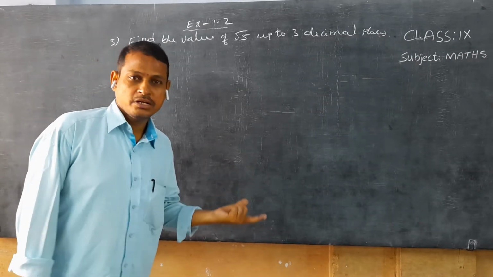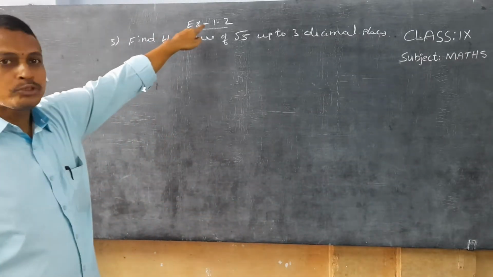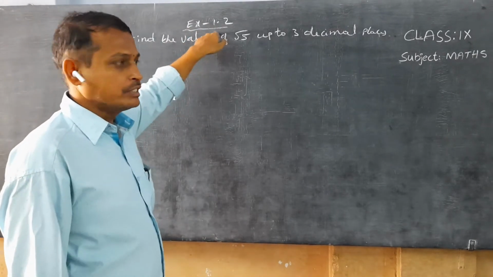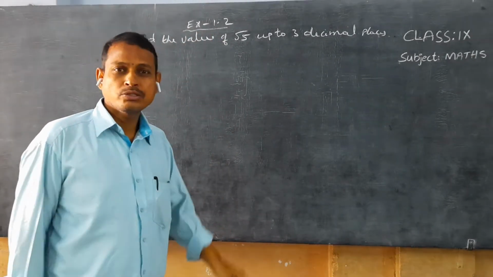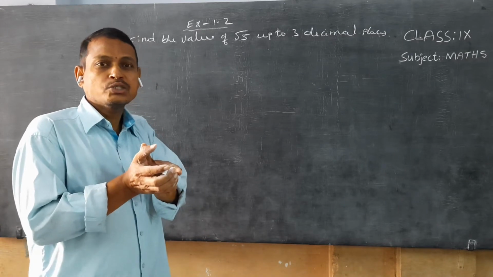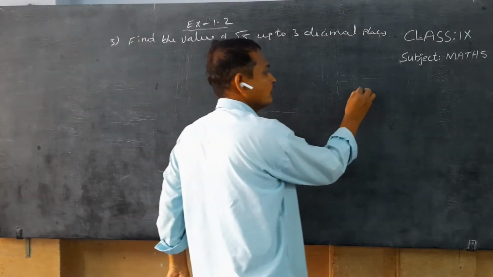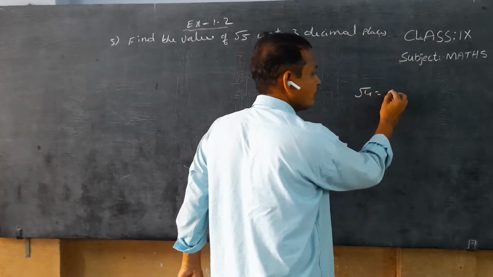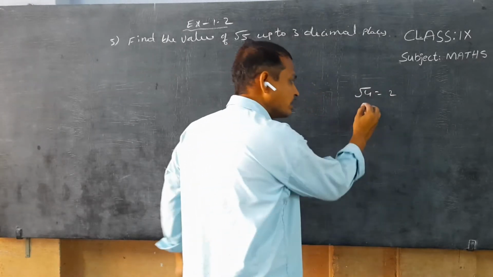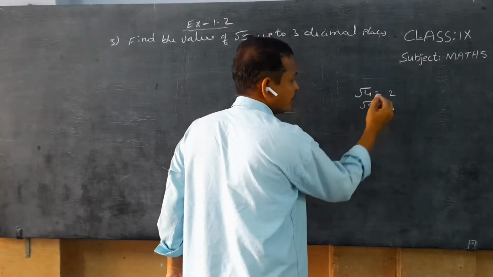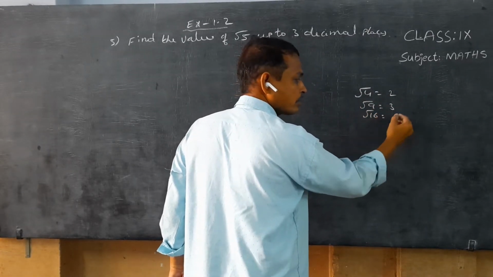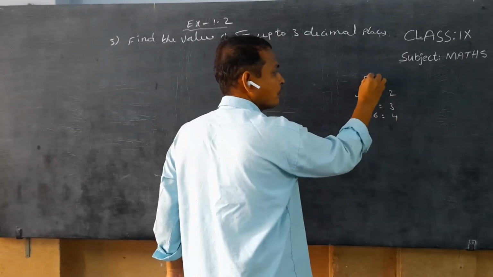Okay, dear children, next continue the topic. Second exercise, fifth question. What is the square root of 4? Root 4 value. What is the square root of 4? 2. What is the square root of 9? 3. What is the square root of 16? 4. What is the square root of 1?